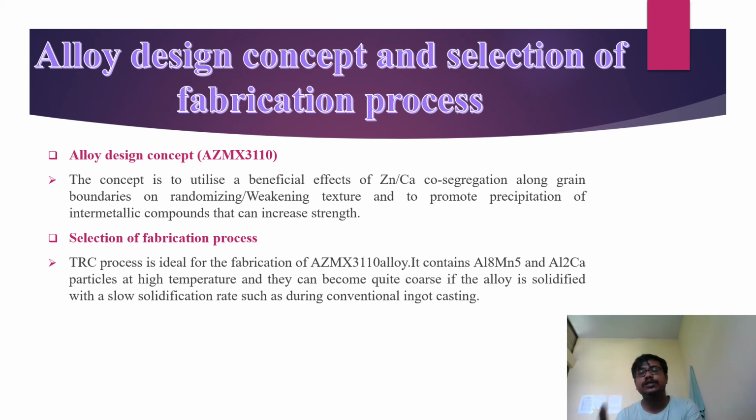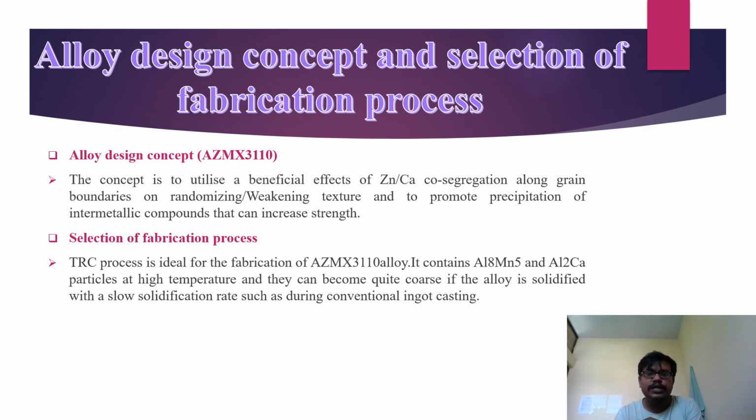Which manufacturing method will we utilize? That was the problem. Initially, we used the conventional cast ingot method, and in that method, the alloy was allowed to solidify with the passage of time. So much time was allowed for the alloy to solidify, and that increased the grain size.